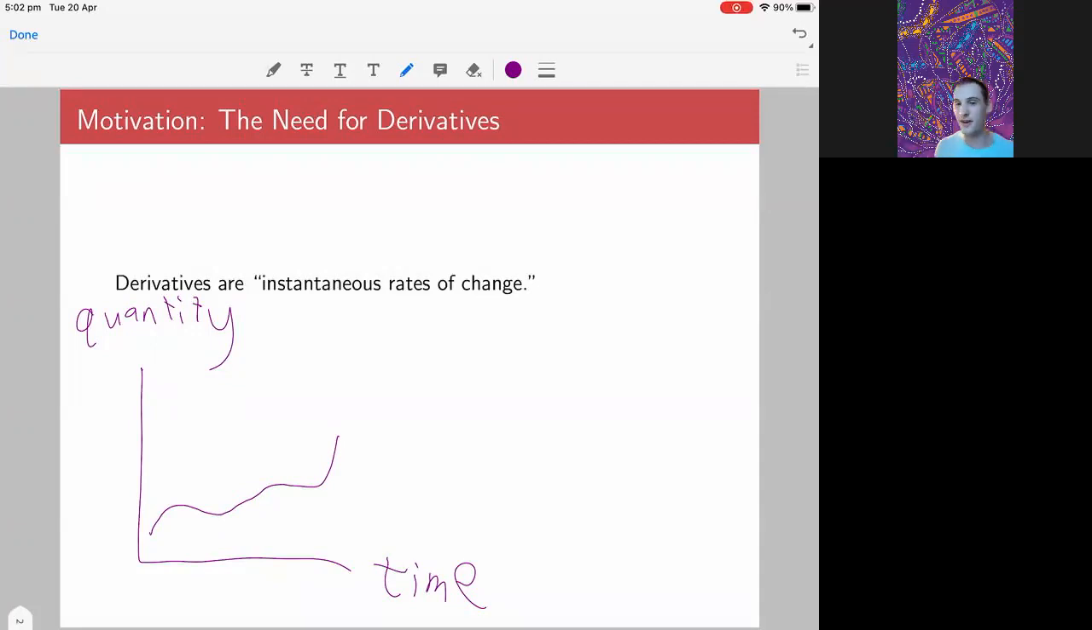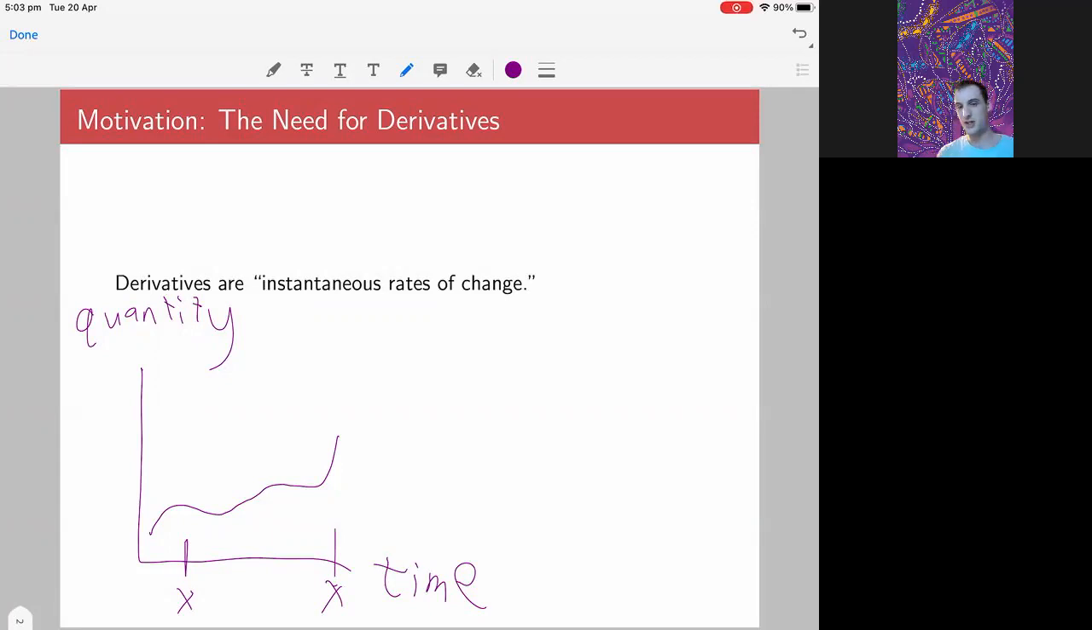Now, if you happen to be at this particular time here, how would we measure how quickly the quantity is changing here? Well, perhaps the natural thing to do is go backwards in time a bit and measure how much the quantity has changed between this point and this point. So this gives us an average rate of change. It tells us that in the last minute, for example, the quantity has changed by a certain amount.